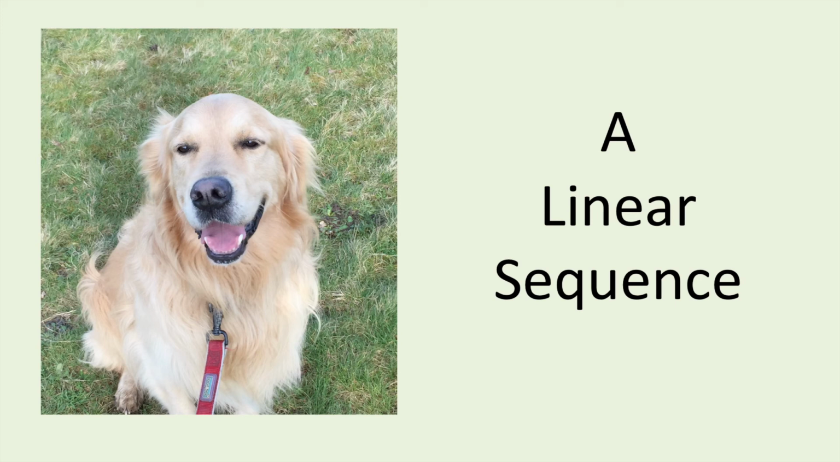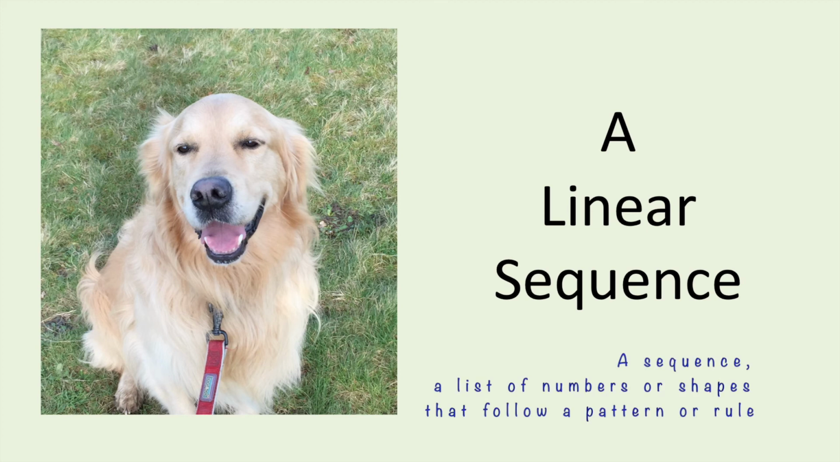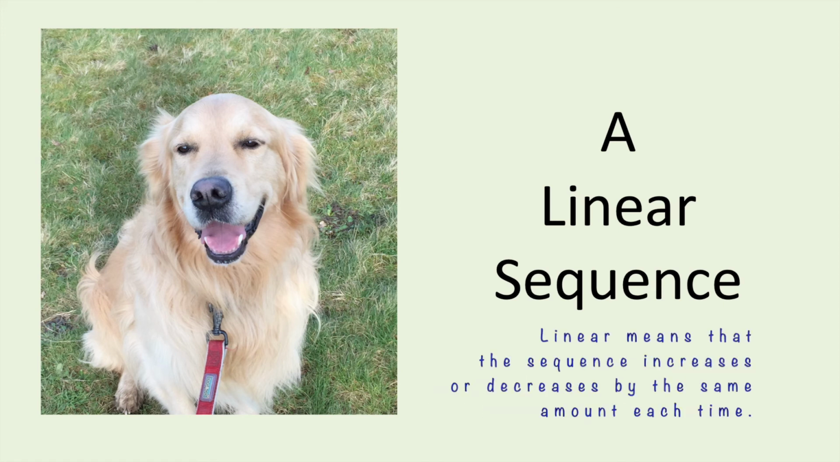Today we're looking at linear sequences. A sequence is a list of numbers or shapes that follow a pattern or rule. And linear means that the sequence will increase or decrease by the same amount each time.